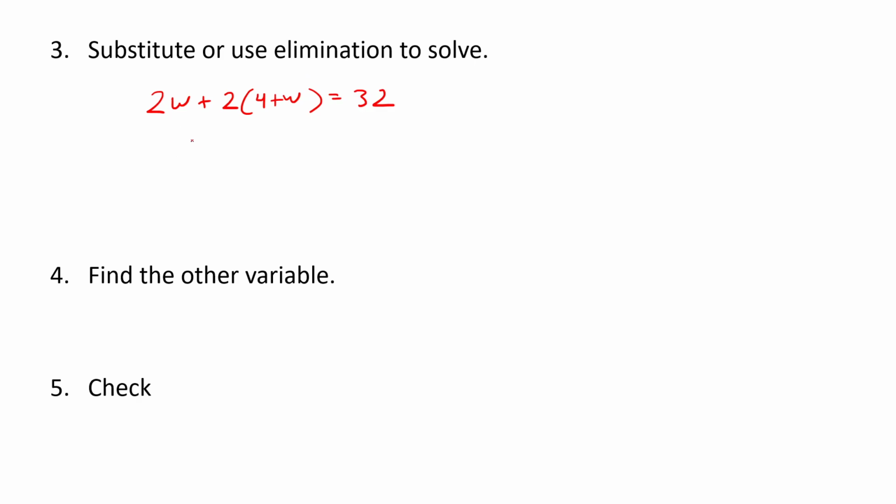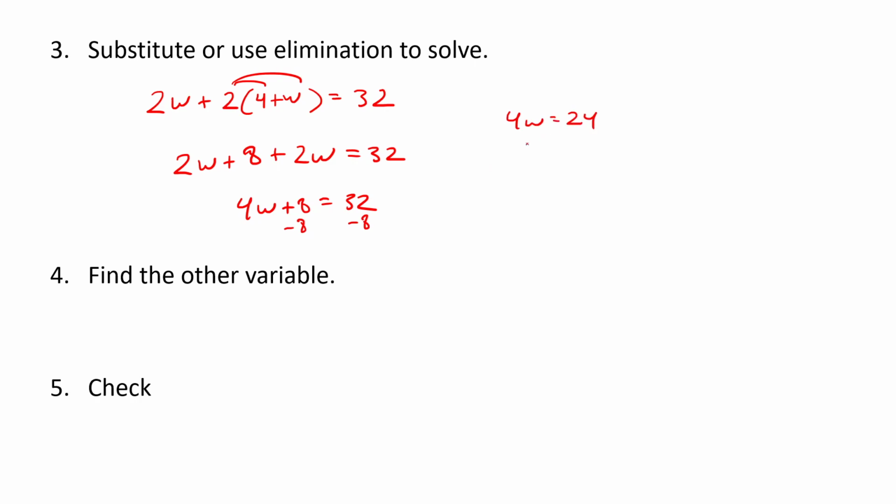Now we go ahead and solve. Distributive property, from here I know most of you are not having any issue with this part, so I'll just go through the steps. Take away 8 from both sides. 4W equals 24, and so W is going to equal 6. Divide by 4, 6, and not just 6, but 6 inches.